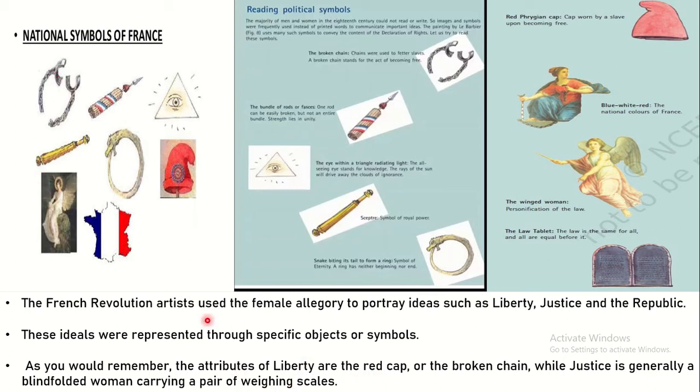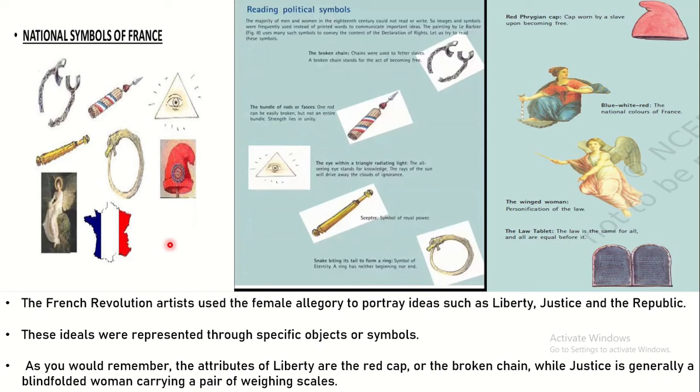As you remember, the red cap shows liberty. The broken chain gives us the idea of freedom, and the blindfolded woman carrying the weighing scales is a symbol for justice. So like this, even at the time of the French Revolution, there were artists who used the female allegories to portray their ideas.